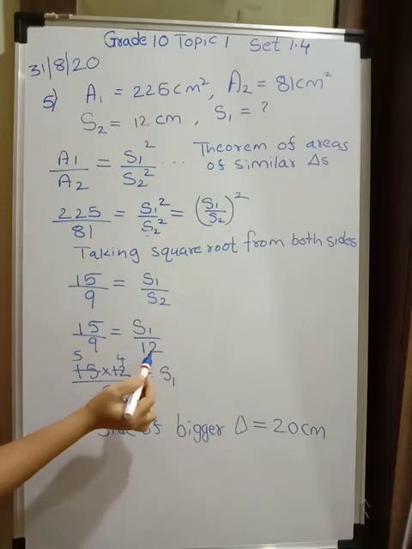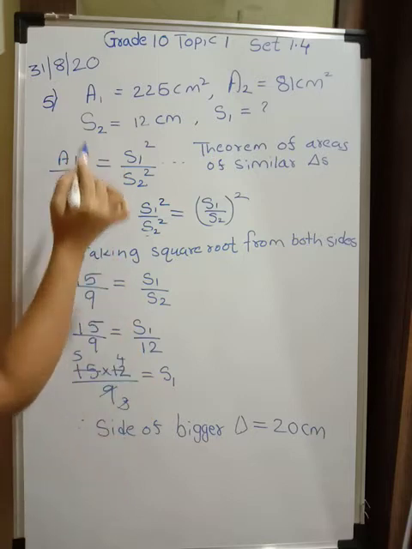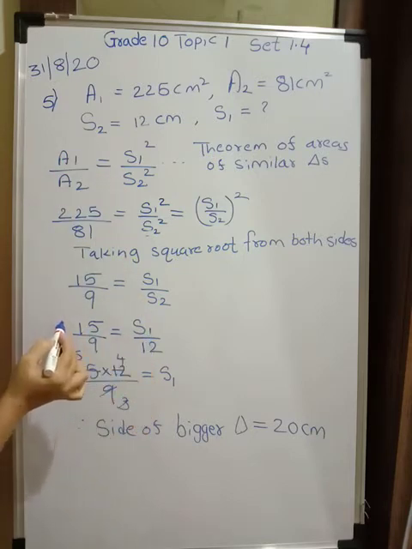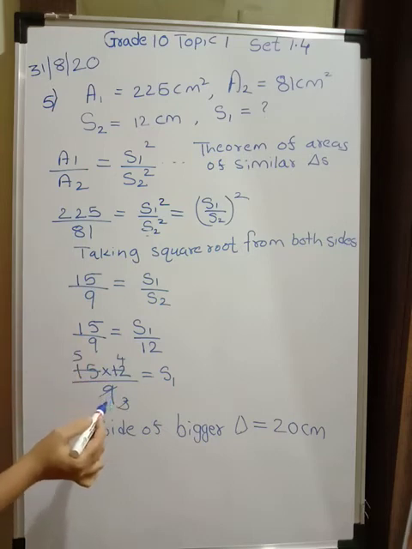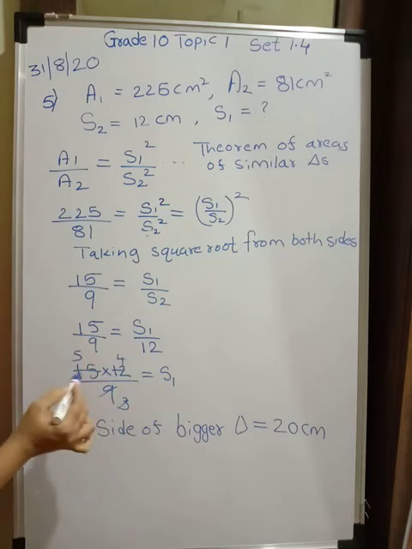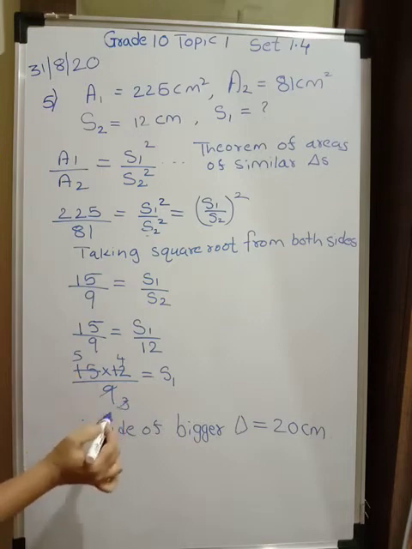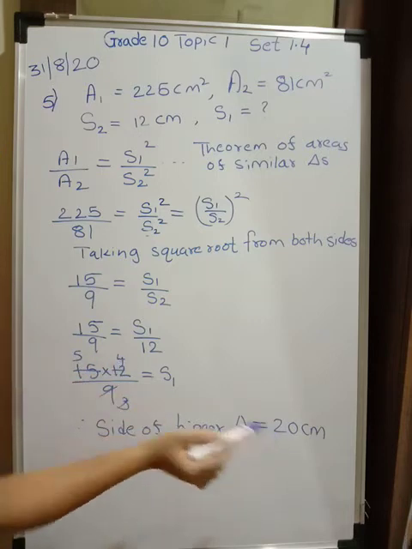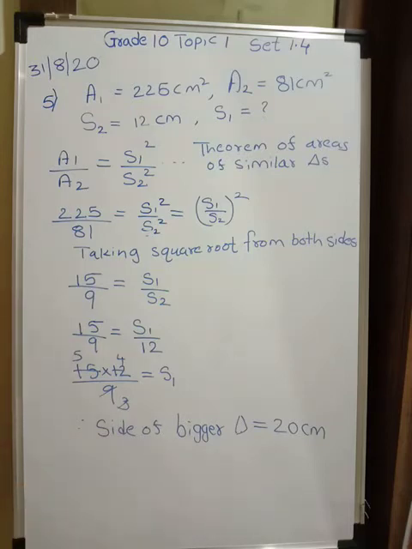Now just substitute the value of S2, which is of small triangle, 12. And we have to find S1. So 12 will be shifted over here. You have 12 into 15 upon 9. First divide by 3. 3 3s are 9 and 3 5s are 15. And next 3 1s are 3 and 3 4s are 12. So 5 4s are, we get 20. Okay, it's easy. I hope you understand. Let's go for next problem.